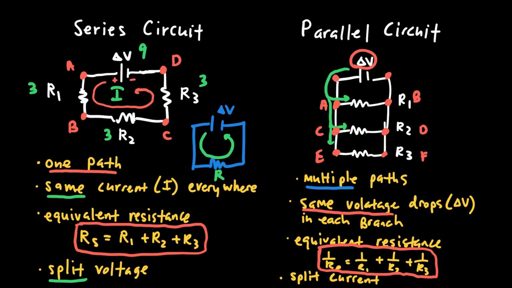And so while in a parallel circuit each resistor or each bulb is going to have the same voltage, the current, as I showed with that green arrow up above, does split. And so we get a split current but the same voltage.